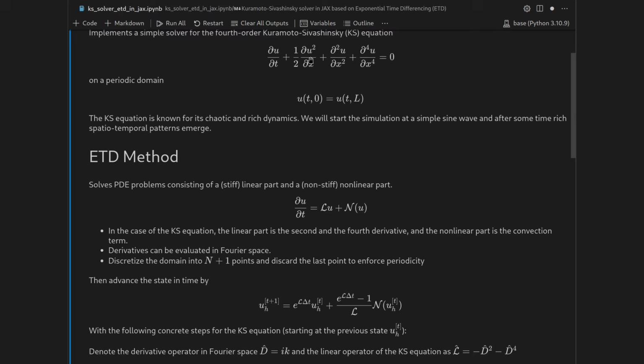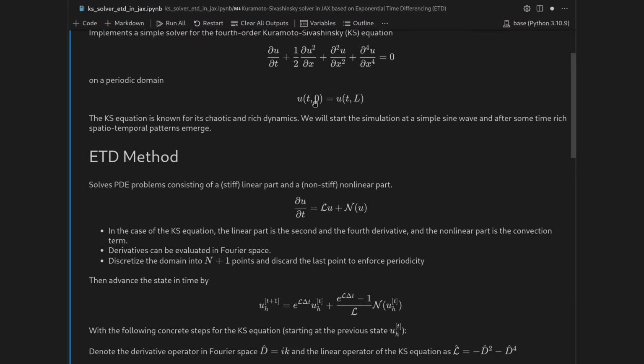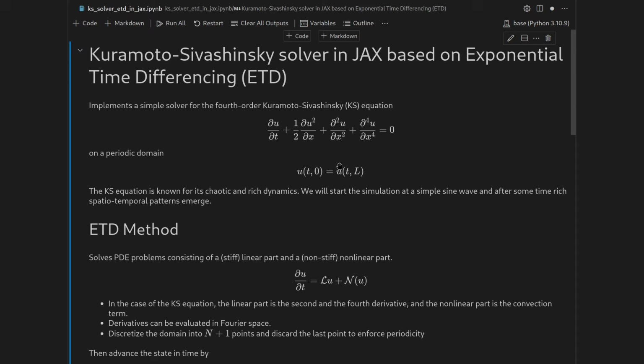The advantage of working with periodic boundary conditions, as said, is that we can use the Fourier space to efficiently evaluate derivatives. In order to use it, we will discretize our domain that we will let run from 0 to capital L into N+1 points and discard the last point to enforce periodicity, so we will have N degrees of freedom. The upper domain limit L, or in general the length of the domain, is a very crucial parameter for the Kuramoto-Sivashinsky equation in that it experiences different kinds of dynamics based on the length of the domain. Here we will choose L to be in the regime where the KS equation develops chaos.